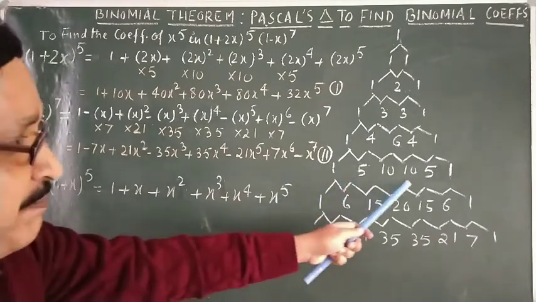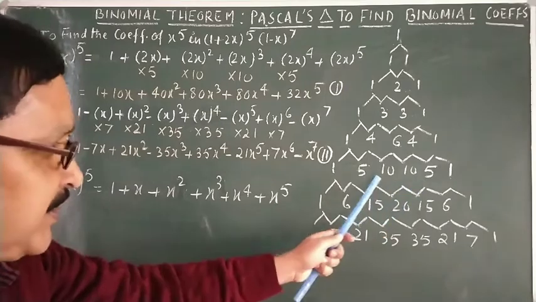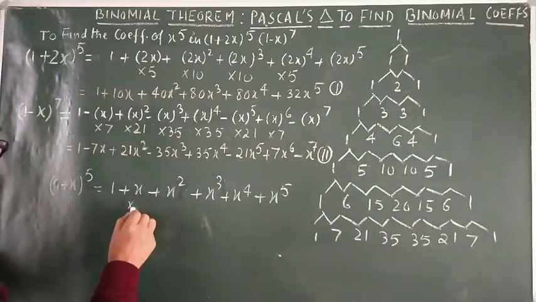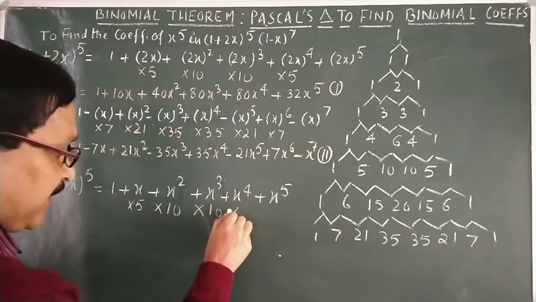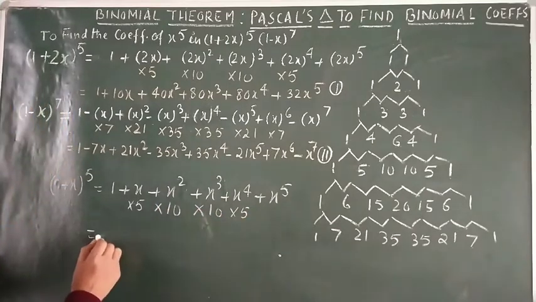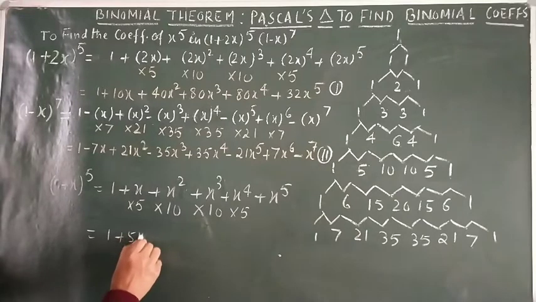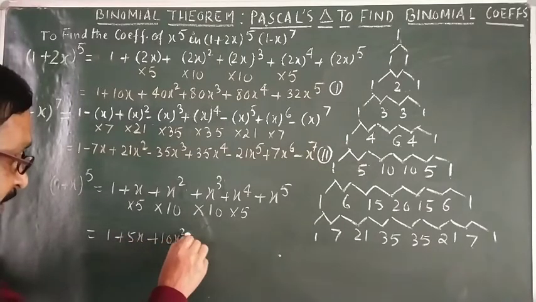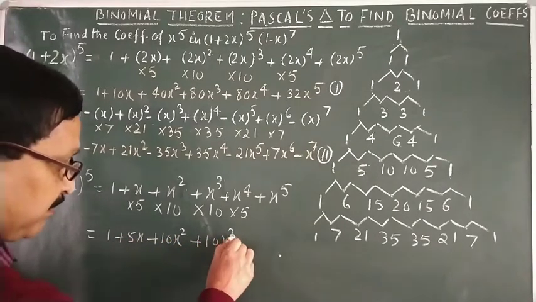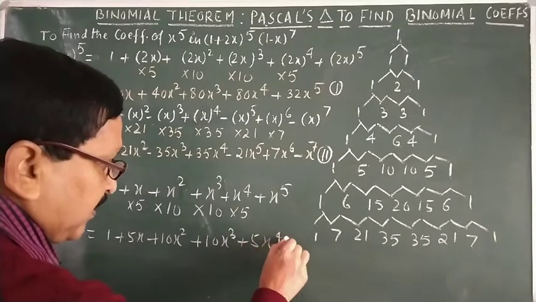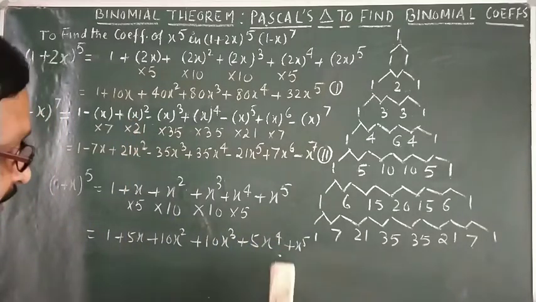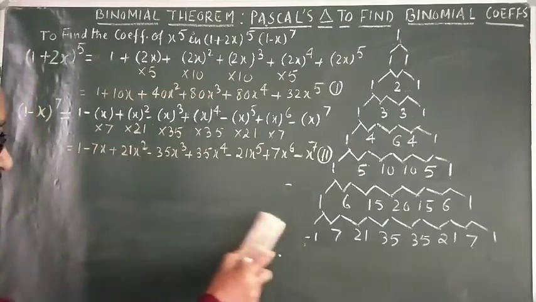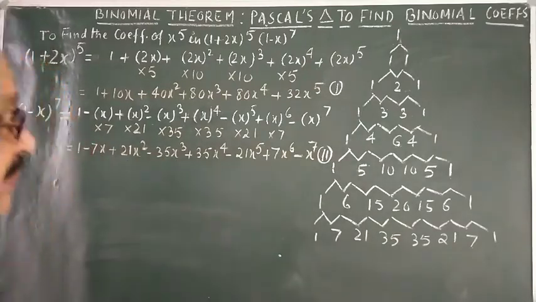At last, set the Pascal triangle binomial coefficients. This is multiplied with 5, this with 10, 10, 5. And our answer is 1 plus 5x plus 10x square plus 10x cube plus 5x4 plus x5. So quickly we can write the answer. Now on the basis of this, in case of negative, we follow alternate plus minus sign.